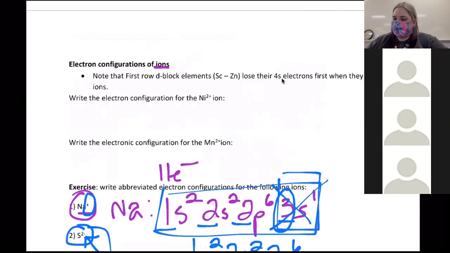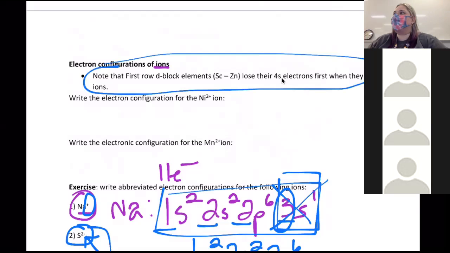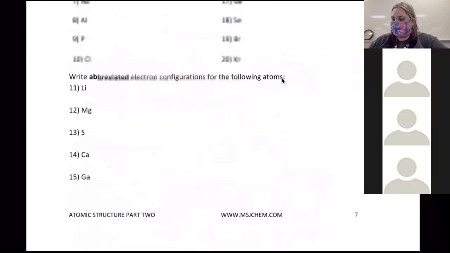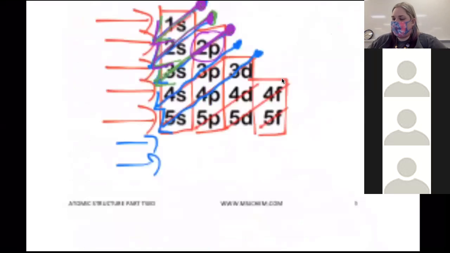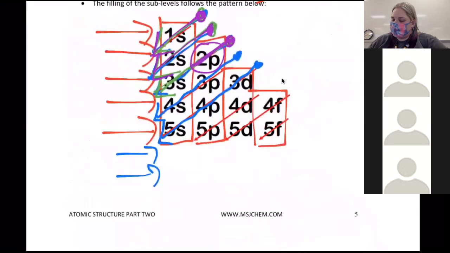Okay, so here's the little catch. When you have your elements in the d block, these are the transition metals, and we only really need to know the first row of the transition metals, which is scandium to zinc. They lose their 4s electrons first, and that's because if I go back up here to that little diagonal diagram, remember I told you that after 4s, they go out of order, because after 4s, you go back down and you do 3d.